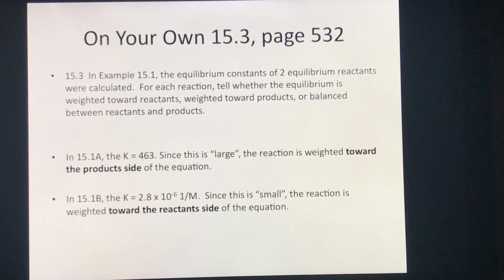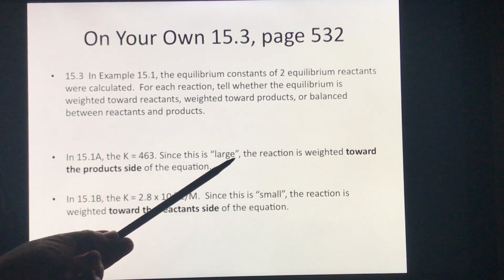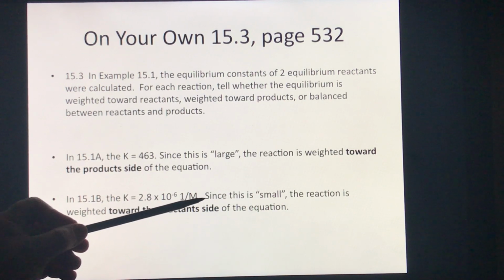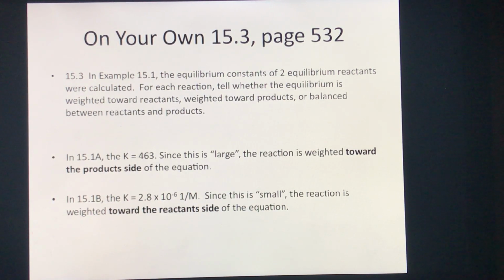All right, let's look at On Your Own 15.3. It says, in Example 15.1, the equilibrium constants of two equilibrium reactions were calculated. For each reaction, tell whether the equilibrium is weighted toward reactants, weighted toward products, or balanced. So just to point out, this is from Example 15.1, not On Your Own 15.1. So in 15.1a, the first part of it, the K equaled 463. Since this is more or less large, it's sort of relative, but anyway, they're considering that large, the reaction is weighted toward the product side. Whereas in 15.1b, the K was a mere 2.8 times 10 to the minus 6, 1 over molarity. Since this is a small value, the reaction is then weighted toward the reactant side of the equation.